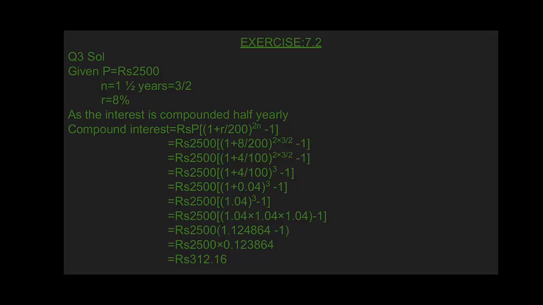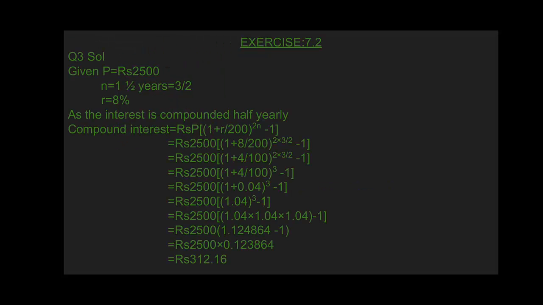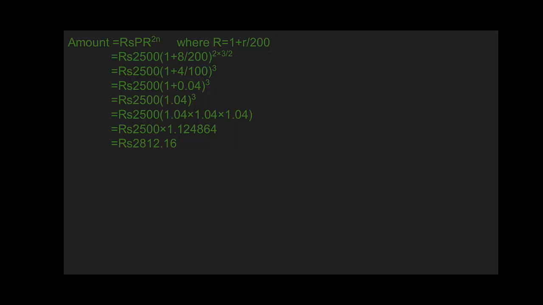You have to find the amount as well. So the amount, by using this formula which I have given in the previous video, P(1 + r/200)^(2n). The value of n is 3 by 2, which we have calculated. So after taking the cube of this number, it will be 1.124864. After multiplying, it will give you 2812.16. So this is the amount that you will receive at the end of 1.5 years, and this is the compound interest.